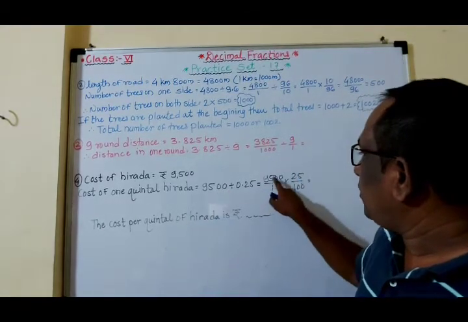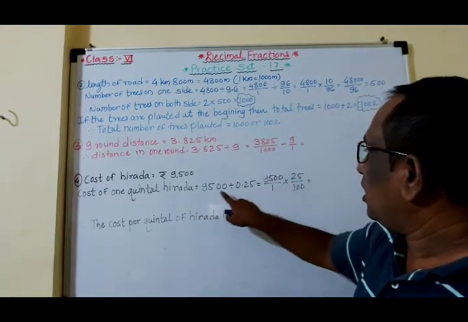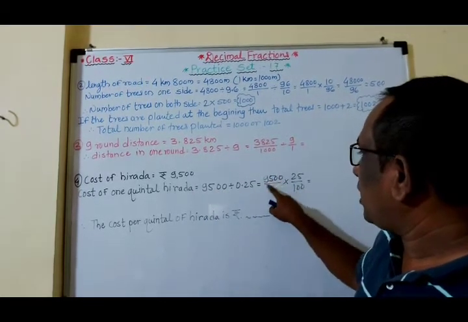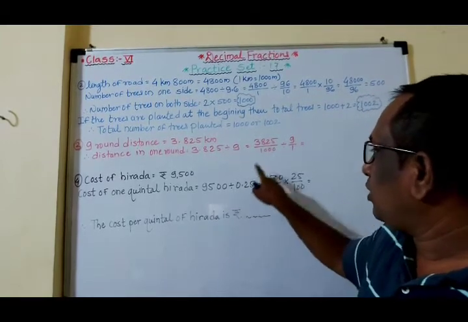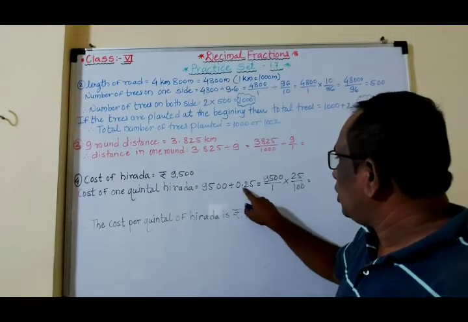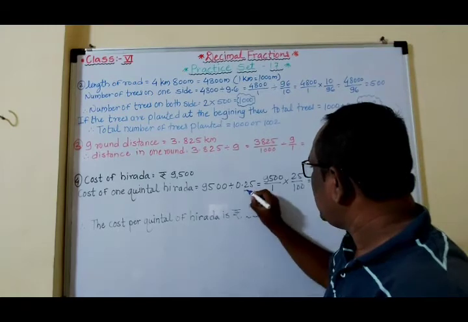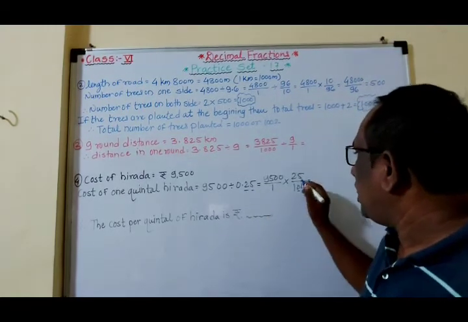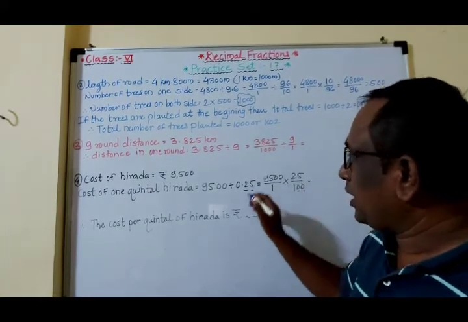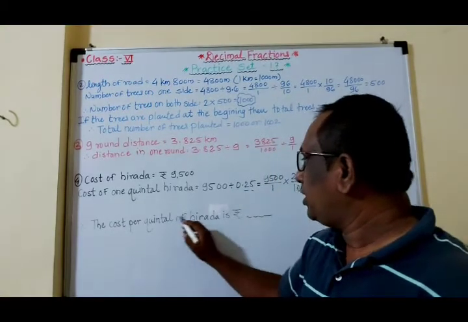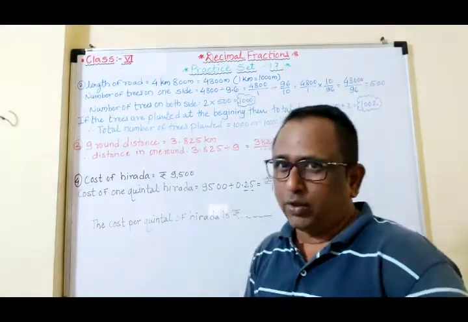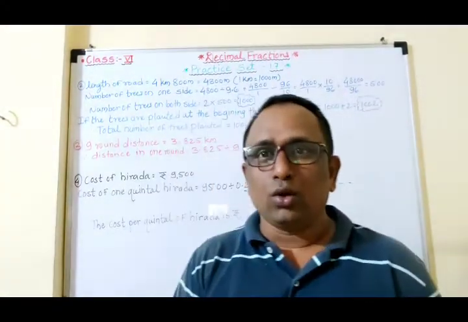Now here first write the first fraction. We have to write it in fraction form. So 9,500 upon 1. Here the decimal fraction we have to convert into a common fraction. So here after the decimal point there are 2 digits, so our denominator should be 100. Now students, here you have to multiply, and then you will get the answer, the cost per quintal of Hirida. When you are solving, then you will get the answer. Write the answer in rupees, whatever you got. So this calculation you have to do, students.